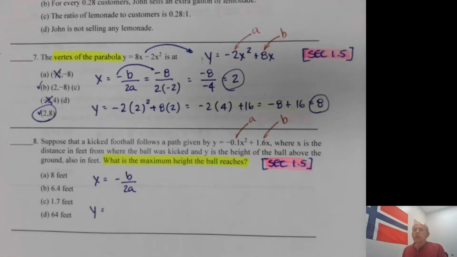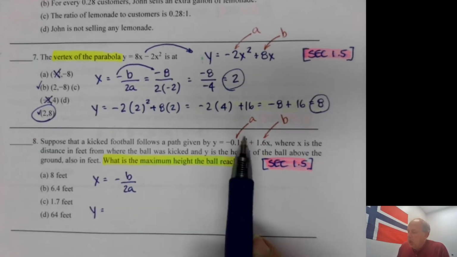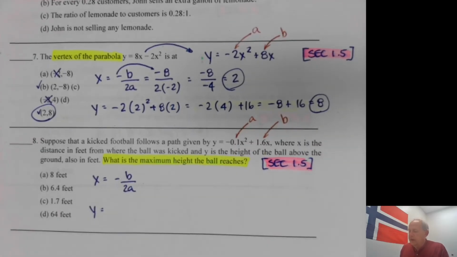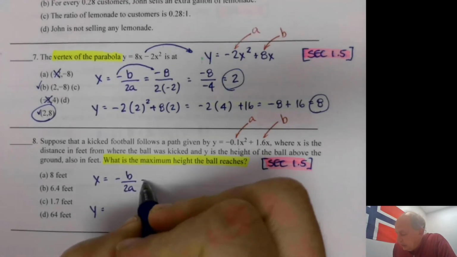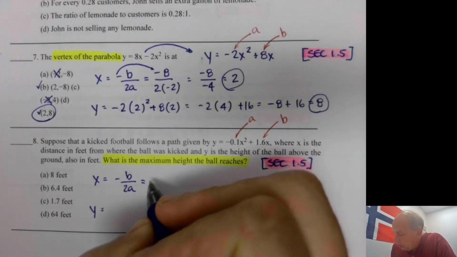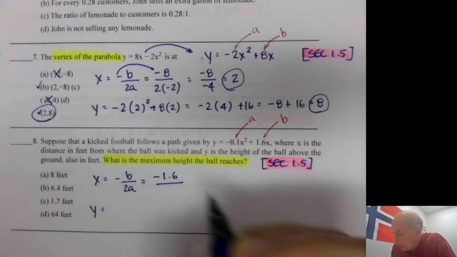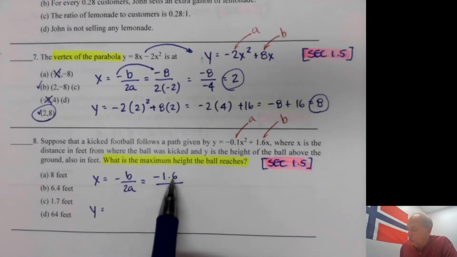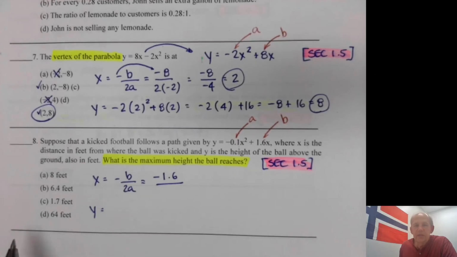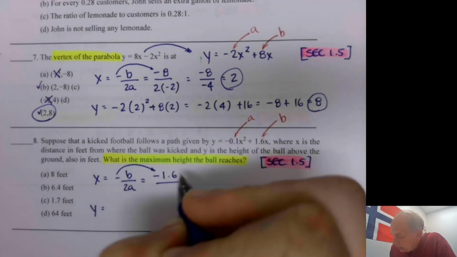Number 8, very similar problem to number 7, except this is a projectile motion problem. We have a model. We want to find the maximum height the ball reaches before it hits the ground. So what I'm going to do is find the X coordinate, use the X coordinate, plug it in for the Y coordinate, and that would be the maximum height. So this model is in standard form already. I have my B value is 1.6. There's the negative from my equation right there.